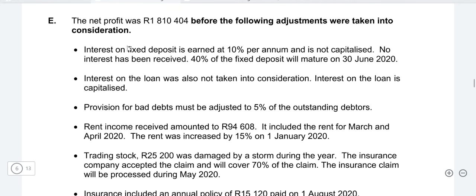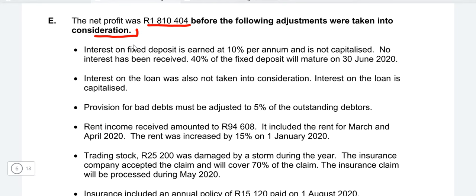Here they're saying that the net profit was 1,810,404 before the following adjustments were taken into consideration, meaning that this was the net profit before these adjustments were applied, as they said here. Now what we need to do is go and record this net profit, the incorrect one.